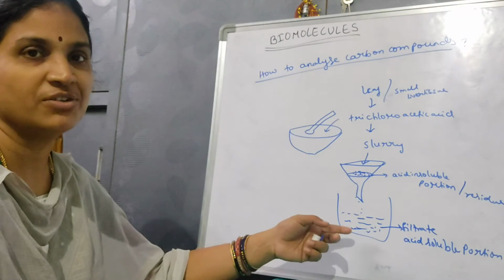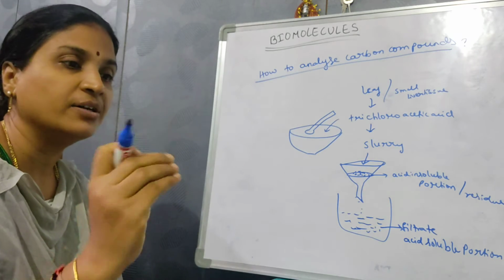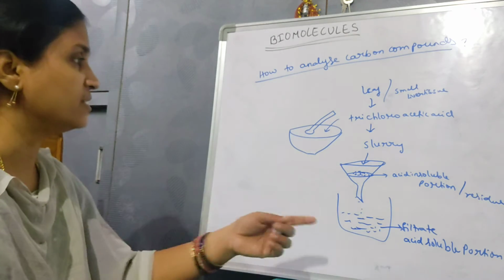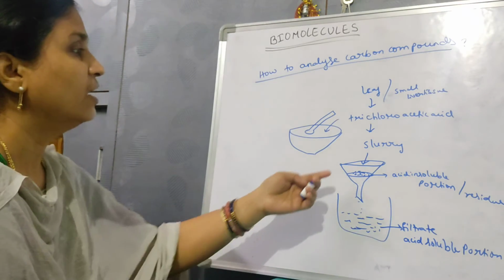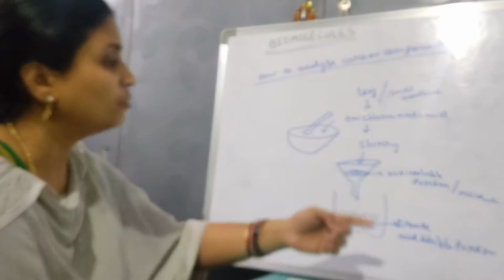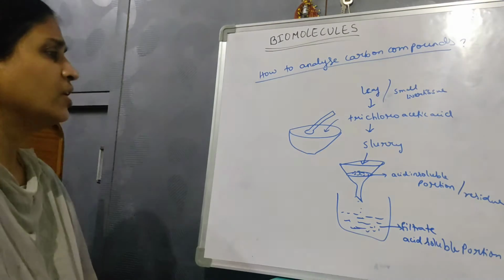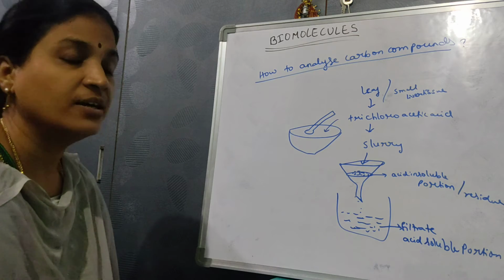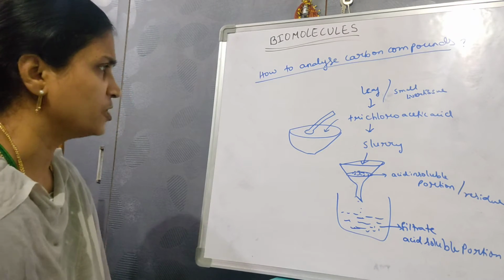The tea is nothing but the filtrate, where the milk, sugar and water have got mixed. What all is insoluble stays on the sieve, in the same way. On the sieve is the acid insoluble portion. Inside the beaker, the filtrate is the acid soluble portion. In both cases, they contain the biomolecules. Like this, we can separate the biomolecules.